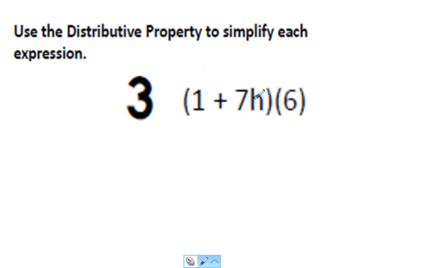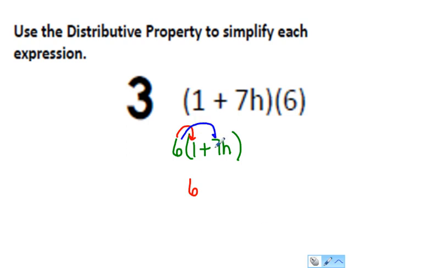Right here we have 2 terms multiplied by 1 term. I think it's best to rewrite this. So we have 6 times 1 plus 7h. Now we'll distribute the 6. 6 times 1 is 6. And 6 times 7 is 42, and then there's an h.